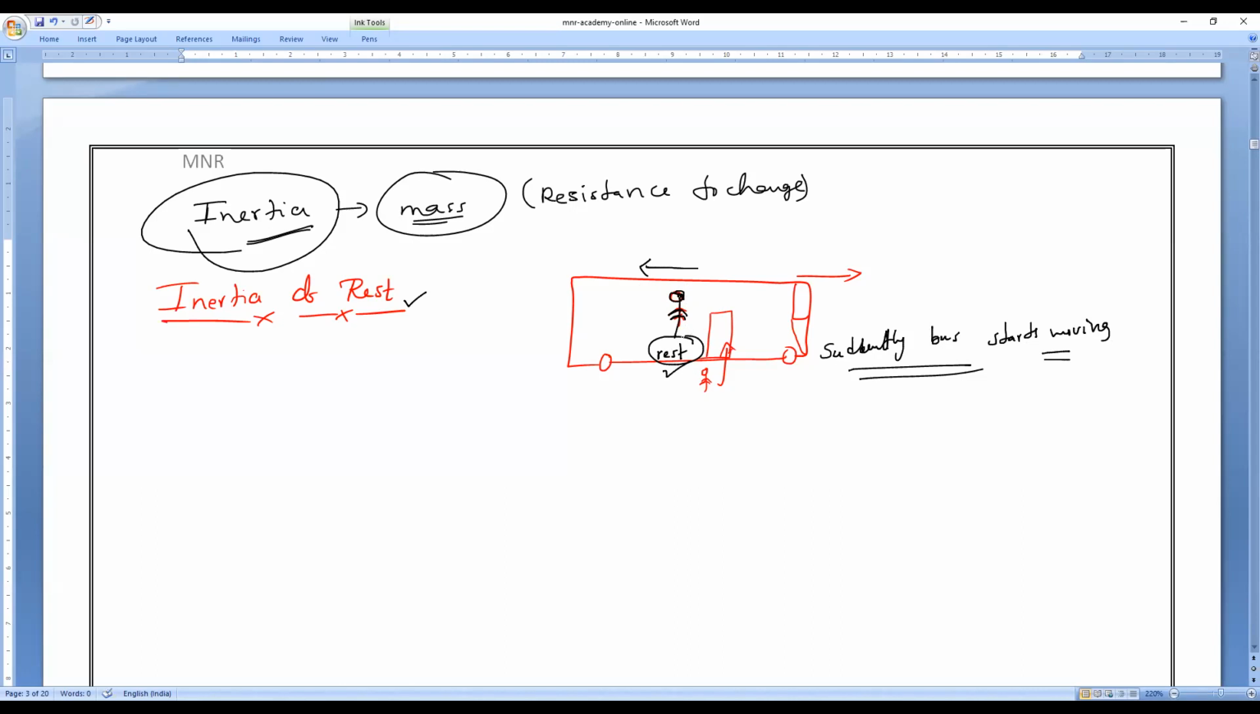The body tends to stay at rest even after the vehicle has started moving. Which part of the body will attain the motion first, the upper part or the lower part? The lower part of the body will attain the motion. Our upper part still remains in a state of rest. So automatically our legs will go forward and our head will fall backward. Understand? That is what we call inertia of rest.